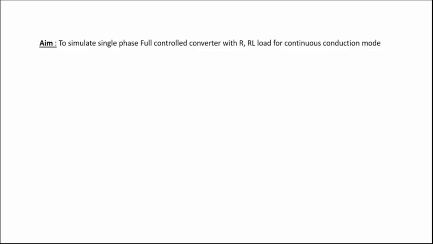Now let's see the aim. The aim is to simulate single-phase fully controlled converter with R and RL load for continuous conduction mode. Software used is MATLAB Simulink.